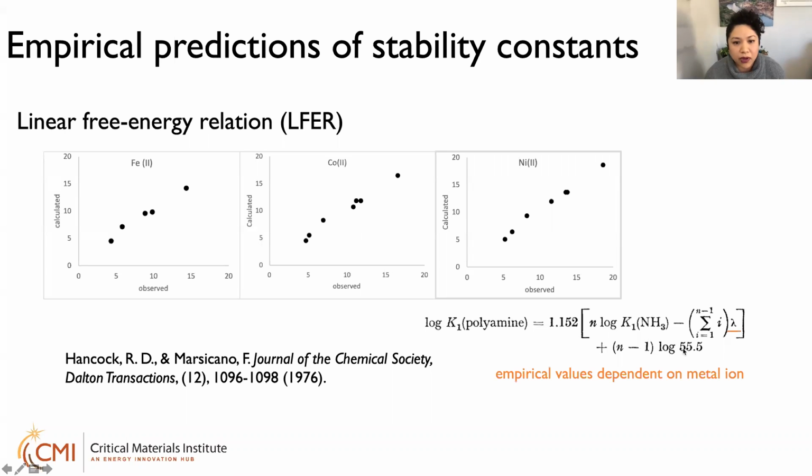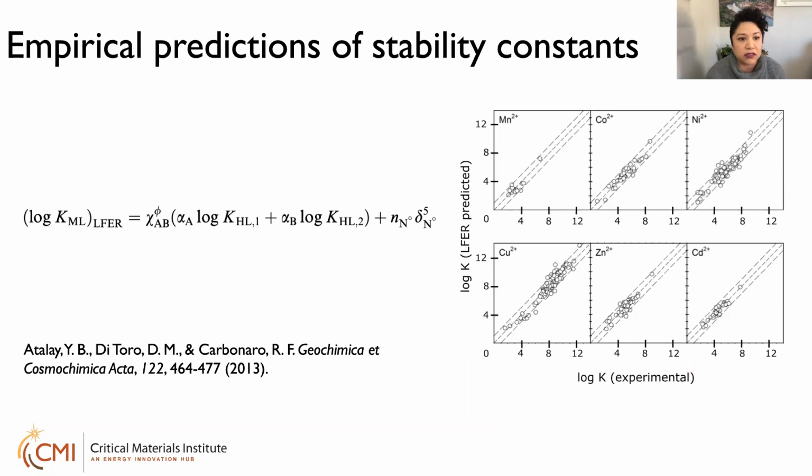But I do want to point out that these are all on separate graphs. These show the linear relationship between observed and calculated with this method, and these are for different metals. They're all on different graphs because this equation is dependent on an empirical value related to the metal ion. So there's a different equation essentially for each of these systems. And if we want to predict, we want to have them all on the same scale. But this is promising in the sense that we know that there is a relationship between the structure of a ligand and its stability constant.